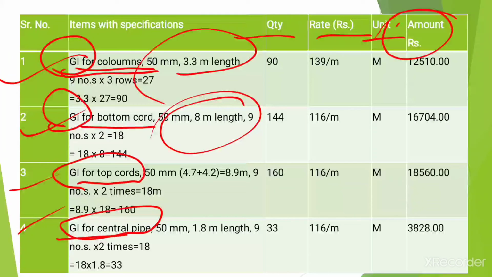Now while estimating the cost we have to consider how much quantity is required, what the current rate is, what the unit is, whether it is in meter or square meter, etc., and the amount in rupees. So for estimating the cost of a greenhouse we have to focus on which type of items we are going to use, then quantity, rate, unit and amount.